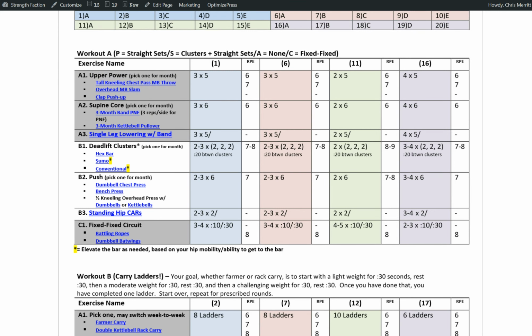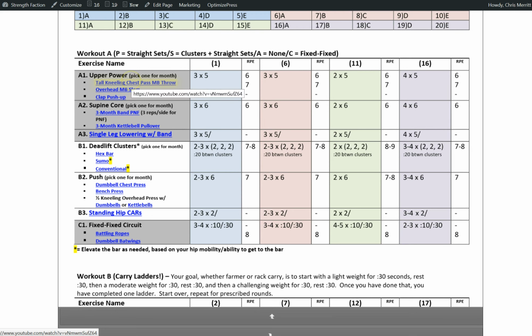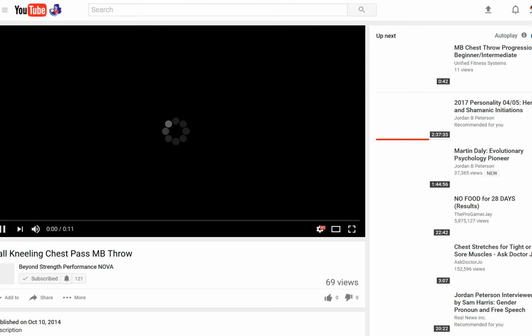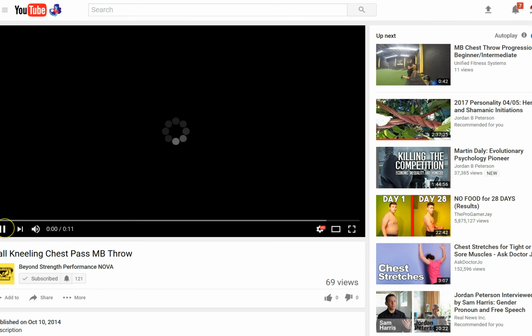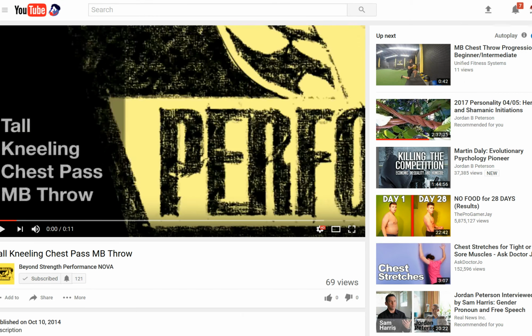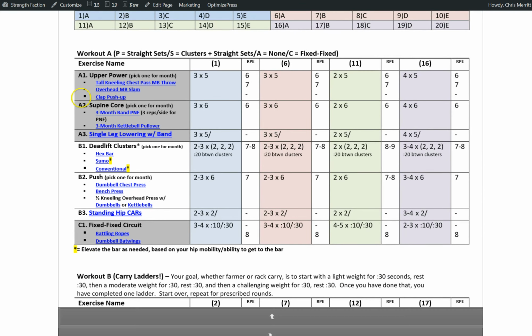So you'll go through and you'll select your exercise. There will be a lesson coming out about how to do that. But long story short, pick the one that you think is best for you. More information to come. But if you want to see what each one is, you could simply click it, go, I don't know what tall kneeling chest pass medicine ball throw is. You click it, and YouTube will open, the video will start playing, and then you'll know what it is, okay? Do that for each one.